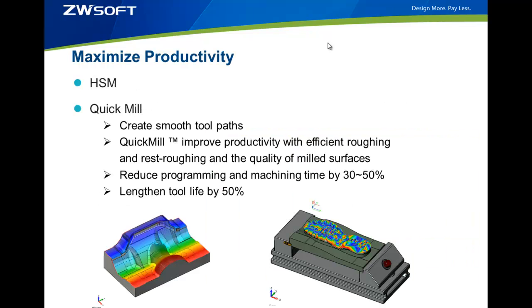Now here are some highlights of Quick Mill. First, it can create a smooth toolpath. And Quick Mill can improve productivity with efficient roughing and rest roughing, and also it can help the user reduce programming and machine time. With the track function, it also can help the user save tool cost. It also supports high-speed machining technology.